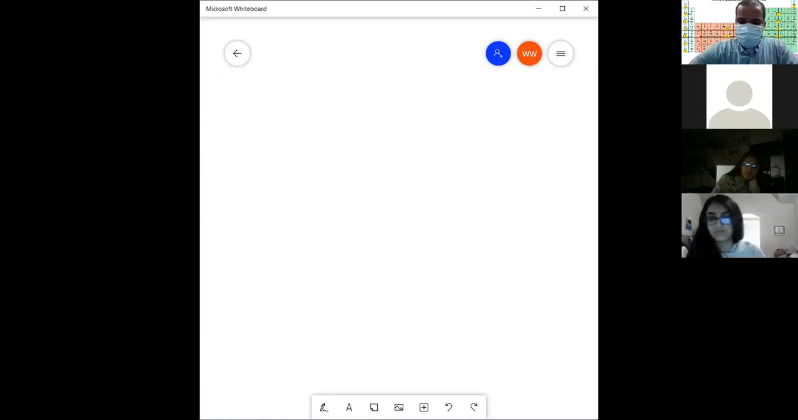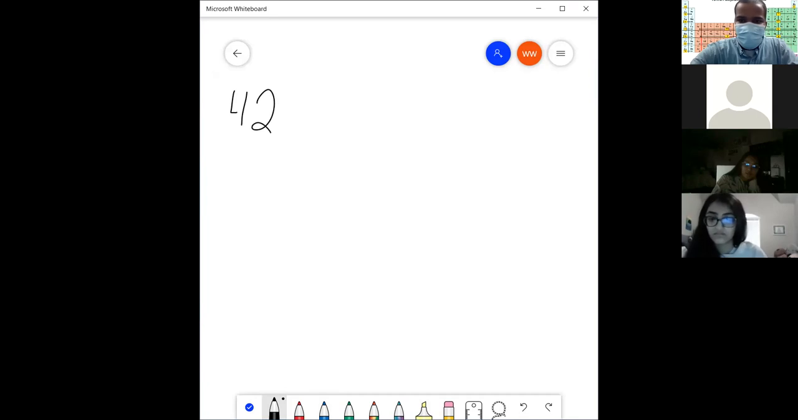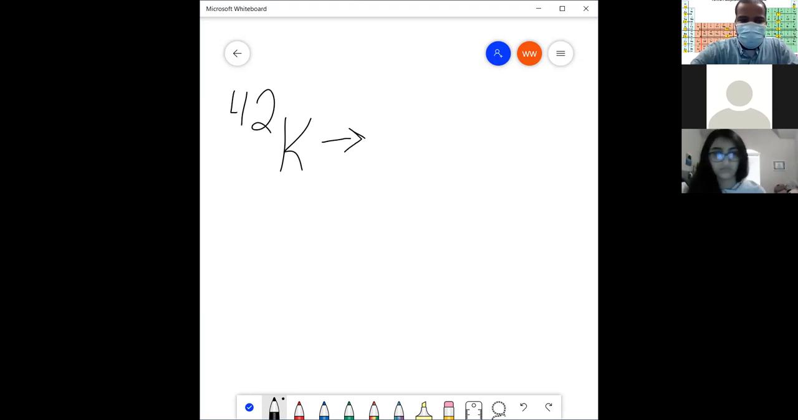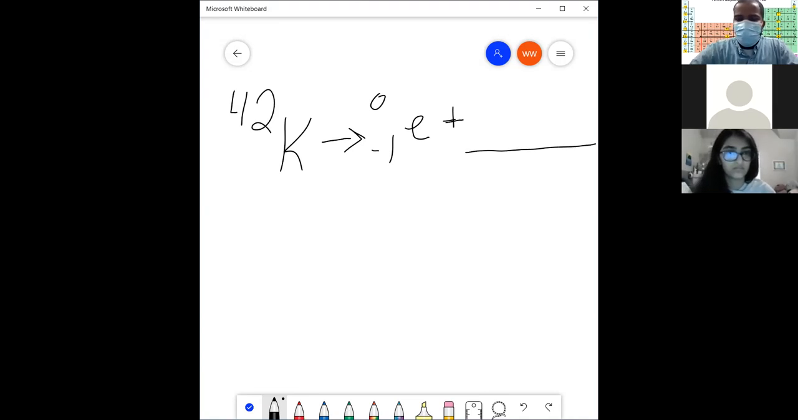There we go. All right, so this problem says that we have a potassium atom, and the potassium atom has a mass of 42. And that potassium atom is breaking down into an electron and some unknown, right? So Caitlin, what's the first thing we need to do?